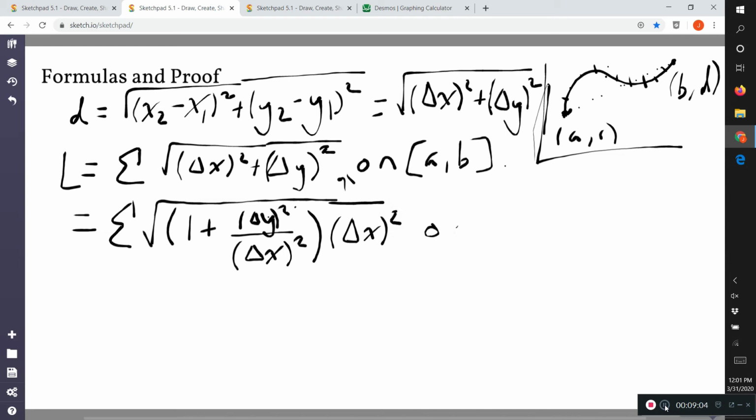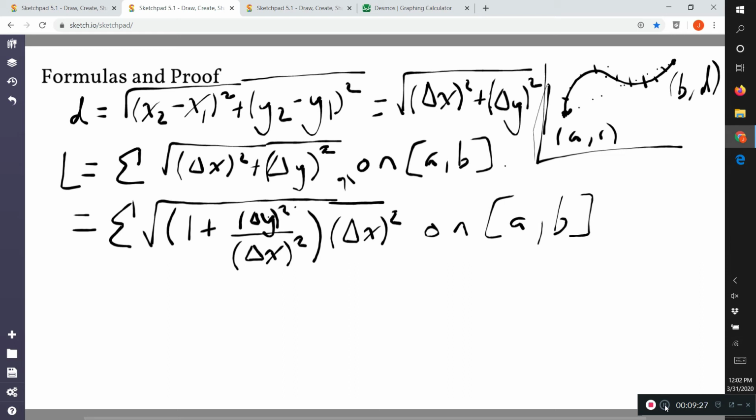And this is still on the interval a to b. Now, let's make sure we're okay with that. That delta x squared, if we were to distribute it back in, would cancel out the delta x squared on the bottom, leaving us with delta y squared. And if we take delta x squared times 1, we get delta x squared. It is the same expression, just rewritten.